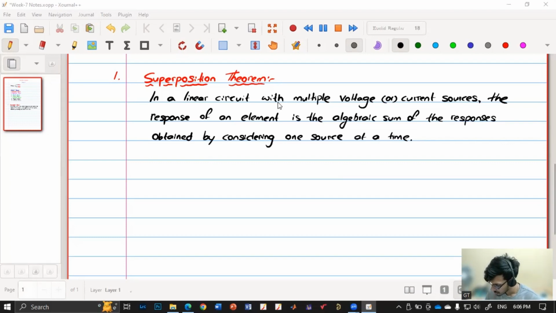So let us just quickly take one circuit. I will not solve this; that will be done in the solving session of the previous year assignments. But I'll just take one circuit and show how to proceed. I think the blue color is not looking good. We'll use some other color.